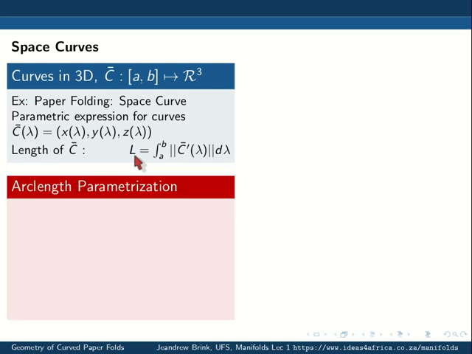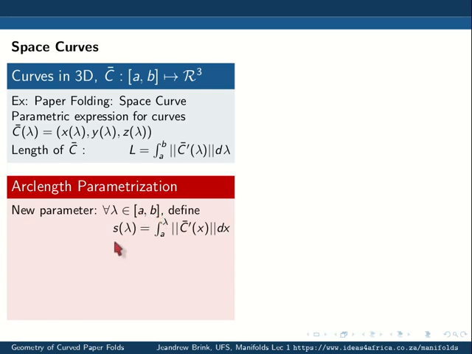And then once again, you can say, I want to go to that preferred parameter, which I'm going to call S, so that if I increase S by 1, I've literally stepped a distance 1 along my curve. And so once again, you say, for all lambda in the interval, you define S of lambda to be the integral from 0 to lambda of the norm of the derivative of the vector pointing to each point on the curve.